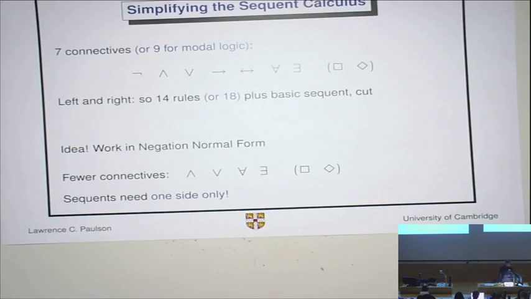You might imagine it would be most natural to keep the right side, which is the positive side, and just work in kind of, I want to prove A and B, so I prove A and I prove B, and so on. But somehow people are perverse, perhaps. They choose the left side.